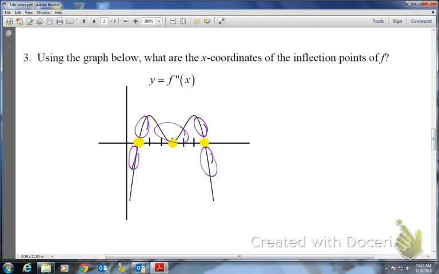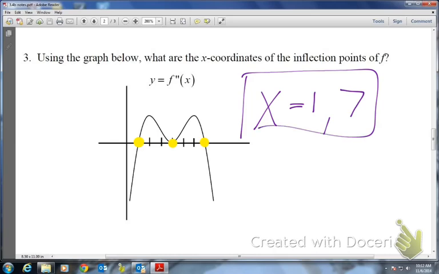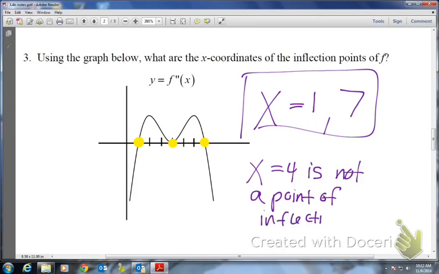So it doesn't actually change concavity. So that is why that's not a point of inflection. So our only two answers are points of inflection at x equals 1 and x equals, what did you guys say, 7? x equals 1 and x equals 7. You guys can write yourself a little note that says x equals 4 is not a point of inflection because it does not change concavity, because f does not change concavity.